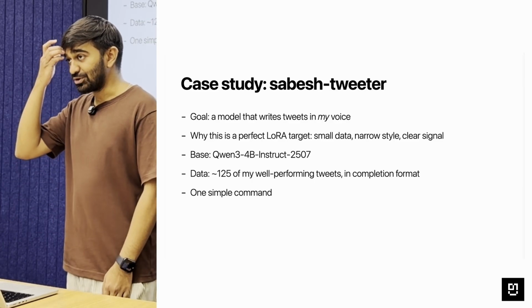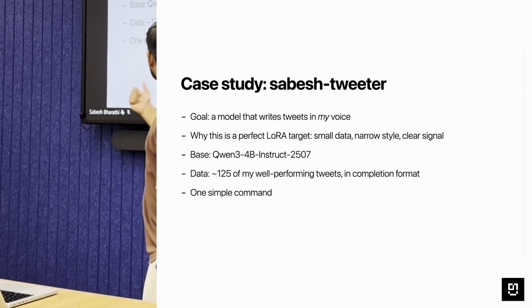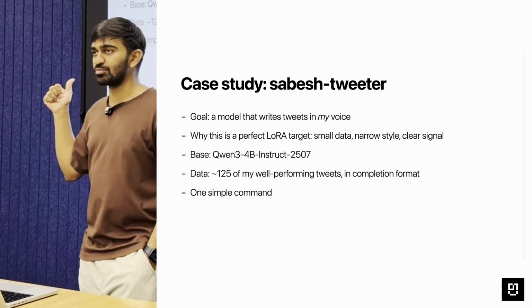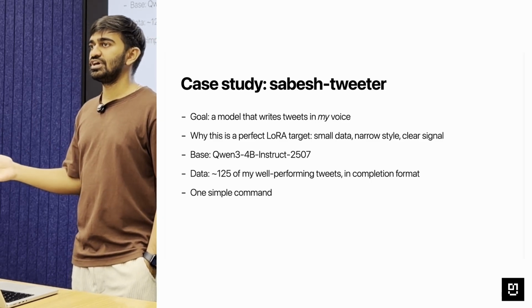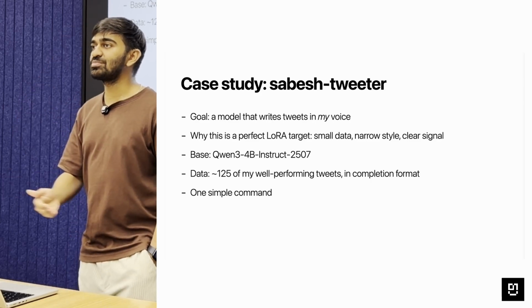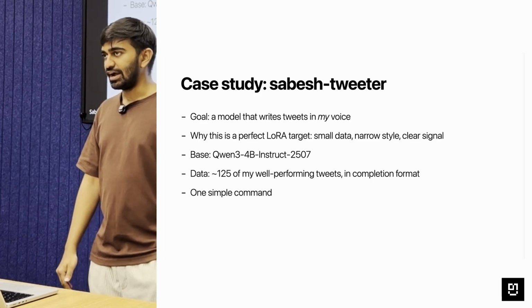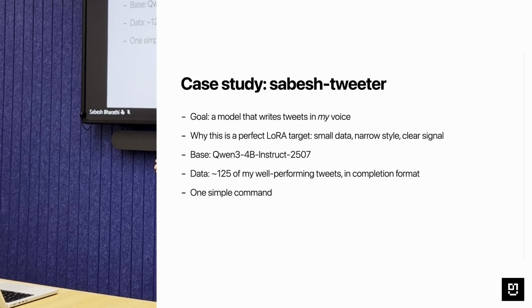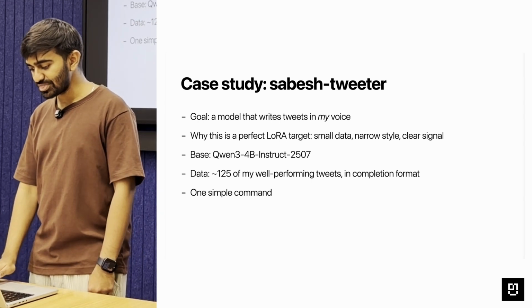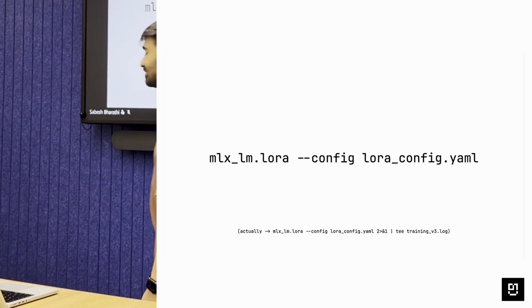So I took a very small base model. It's 4 billion parameters, Qwen3 Instruct. The Instruct 2507 model was chosen specifically because in my research I found that it adapts well to training. And the data, unfortunately, is a very small subset because I realized not a lot of my tweets performed well. 125 of my well performing tweets were taken, and I ran it through a simple command, and this is it. That's it. This is all I did.